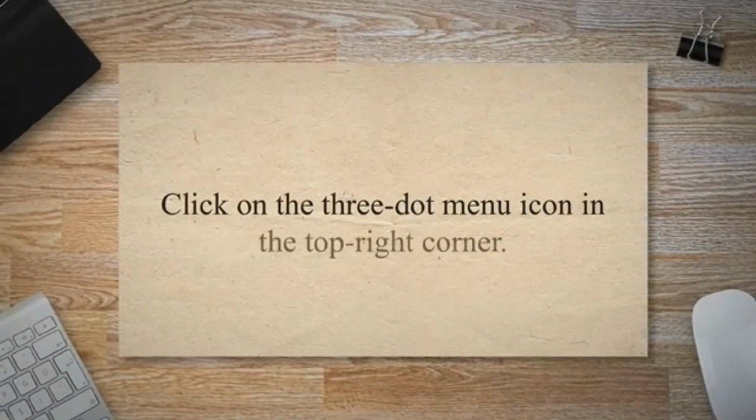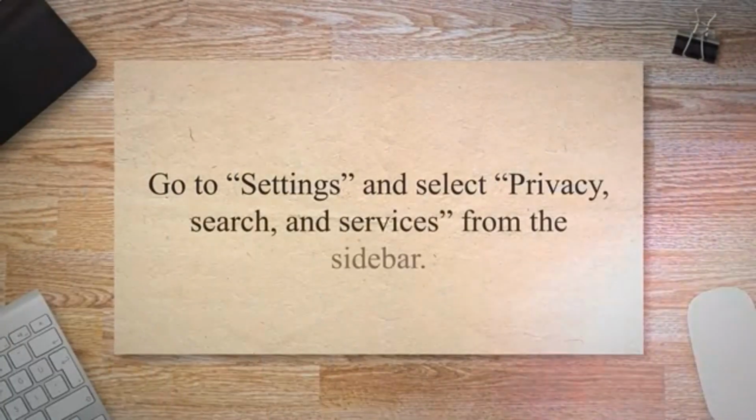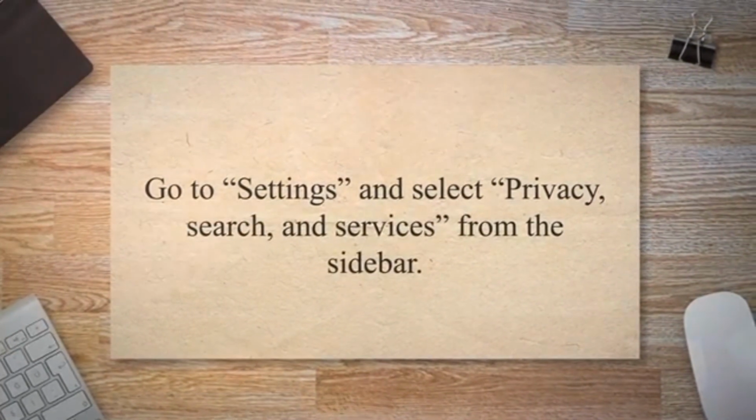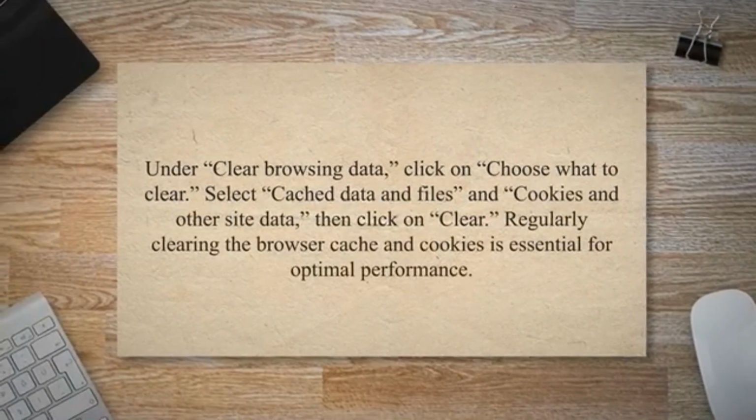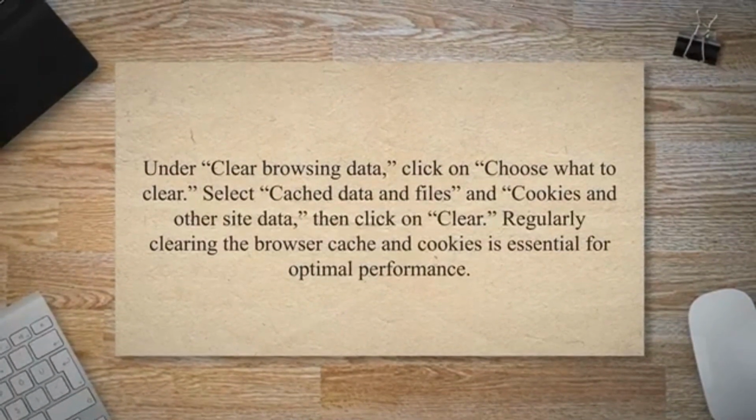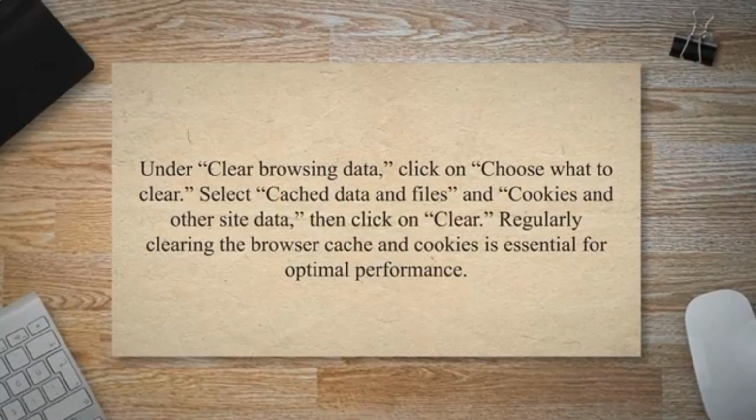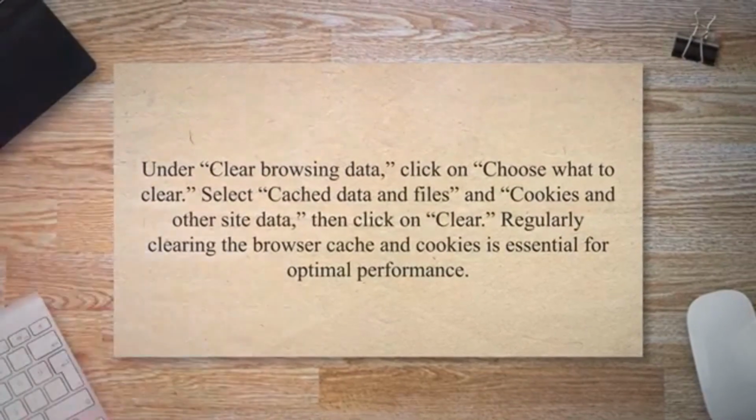Click on the three-dot menu icon in the top right corner. Go to Settings and select Privacy, Search, and Services from the sidebar. Under Clear Browsing Data, click on Choose what to clear. Select Cached Data and Files and Cookies and Other Site Data, then click on Clear.